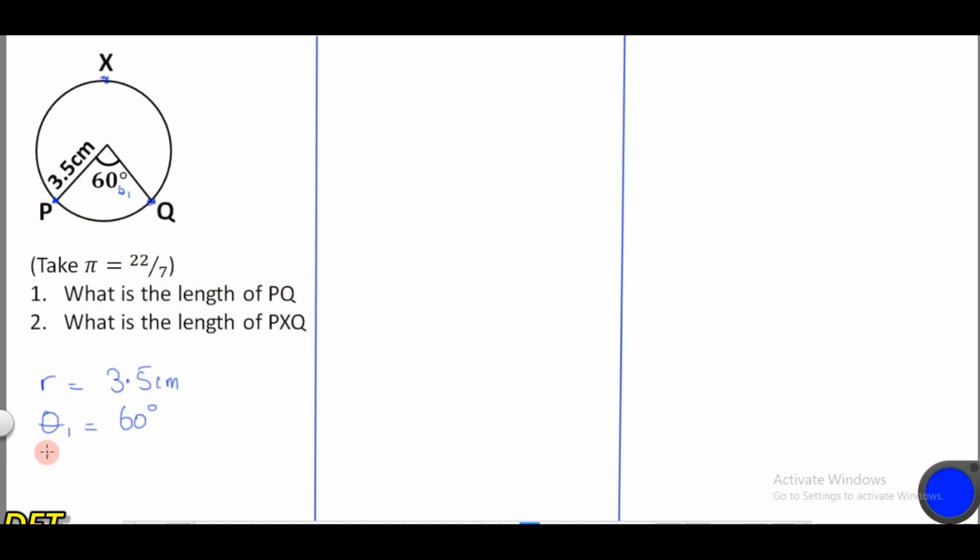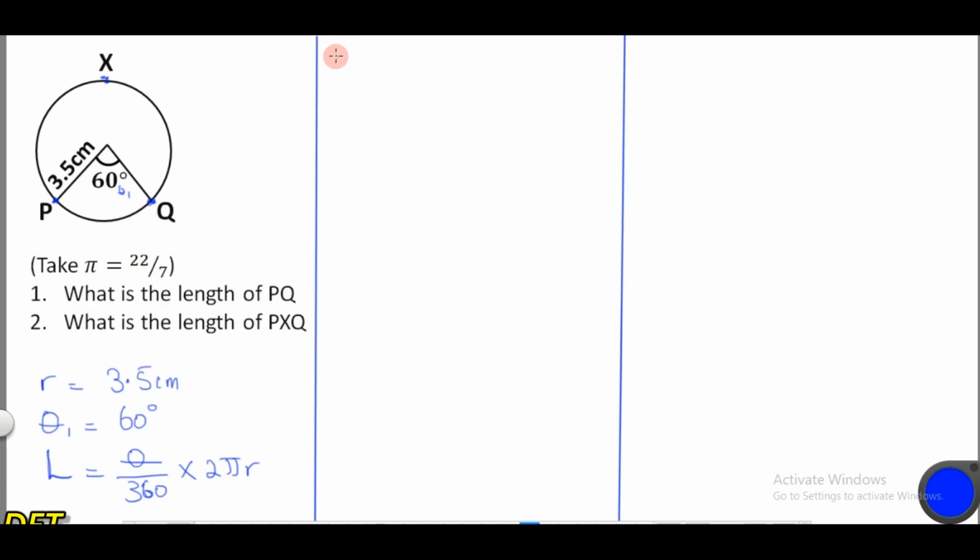The length of an arc, we already know, is equal to theta over 360 times 2 pi r. This is the formula for the length of an arc. Since we're looking for PQ, which is the minor arc, we consider this smaller angle, that is the angle subtended by this arc.